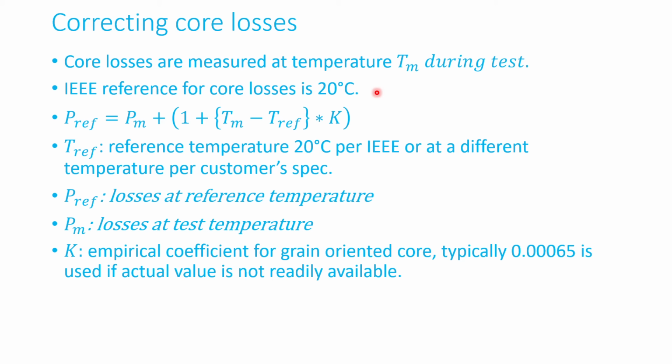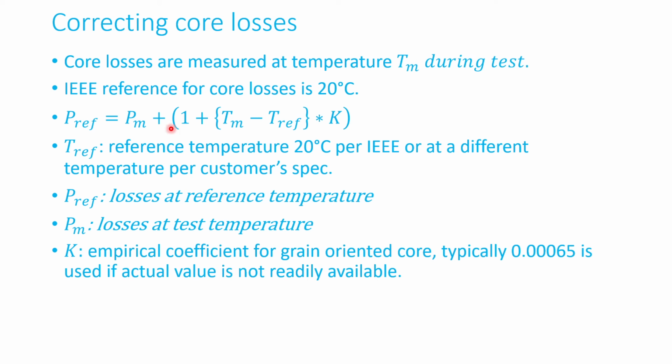But obviously, customers can specify what they want. They can specify 85 degrees Celsius or whatever. But we'll see in the following examples why IEEE, for instance, chose 20 degrees Celsius.